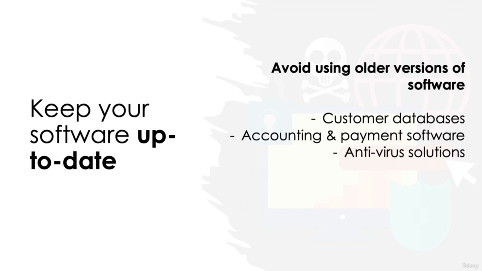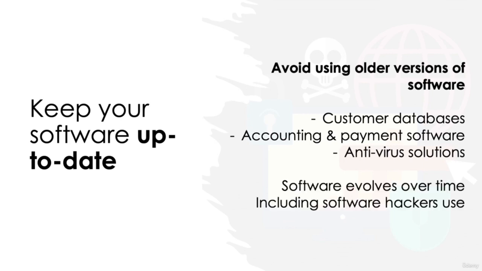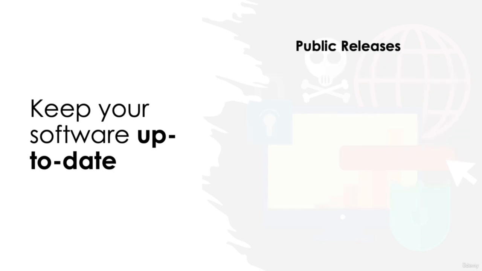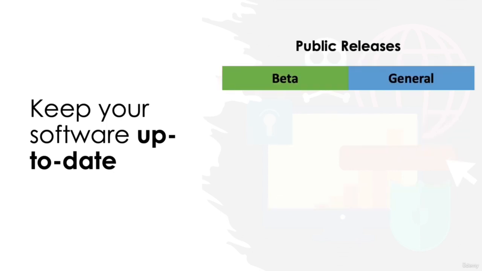Keeping your software up to date is one of the most crucial steps in combating potential data exploits. Everything evolves over time, and software is continuously improving and changing. That, however, also includes malicious software built by hackers. In software, there are two types of public releases: beta and general releases.